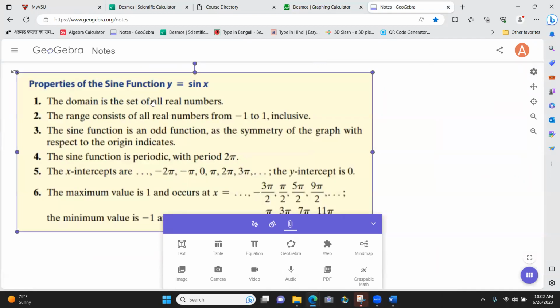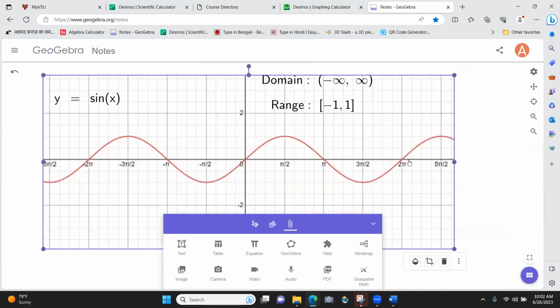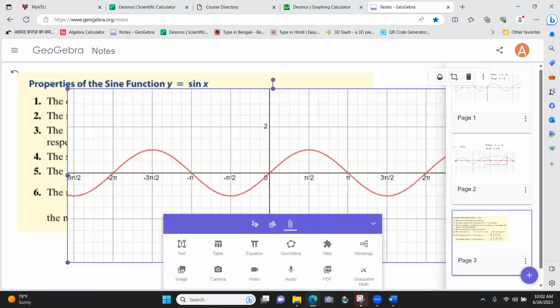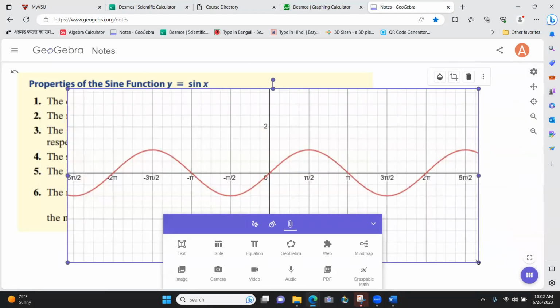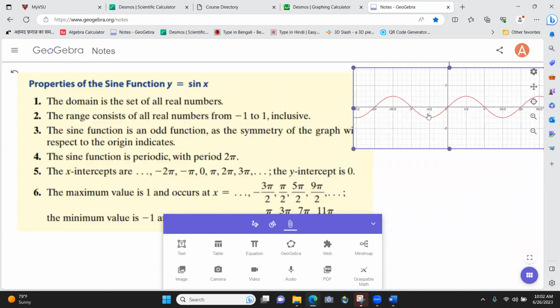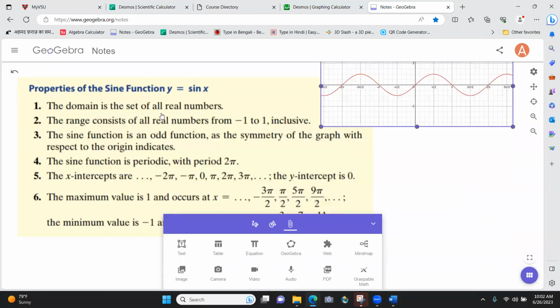All right, the domain of the sine function, the first one we did. Okay, let me grab the graph. That might help. This is the graph. I'm going to make it a little smaller if you don't mind. What they're really saying here is that the domain and range we talked about, 1 and 2. The sine function is odd.